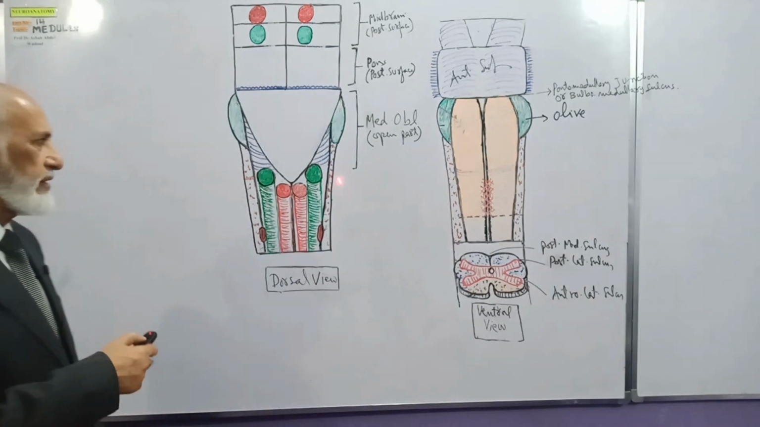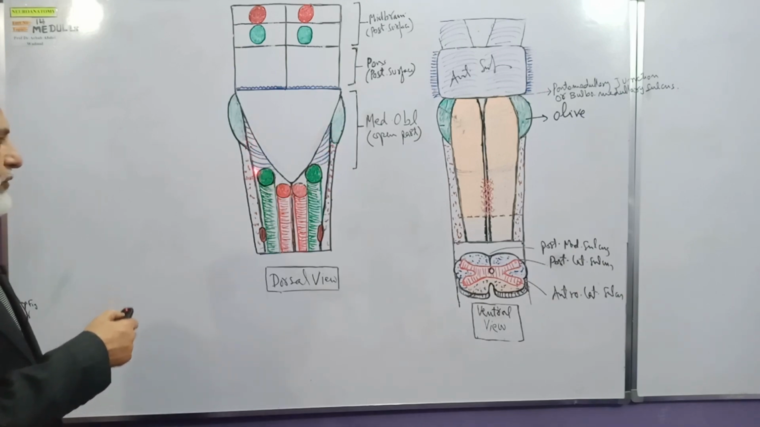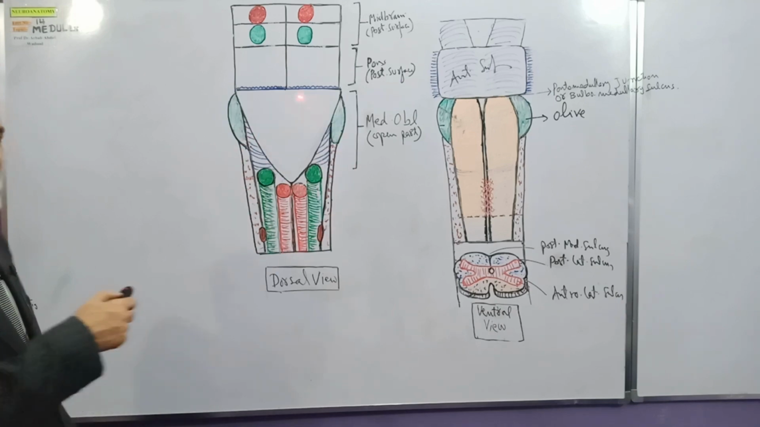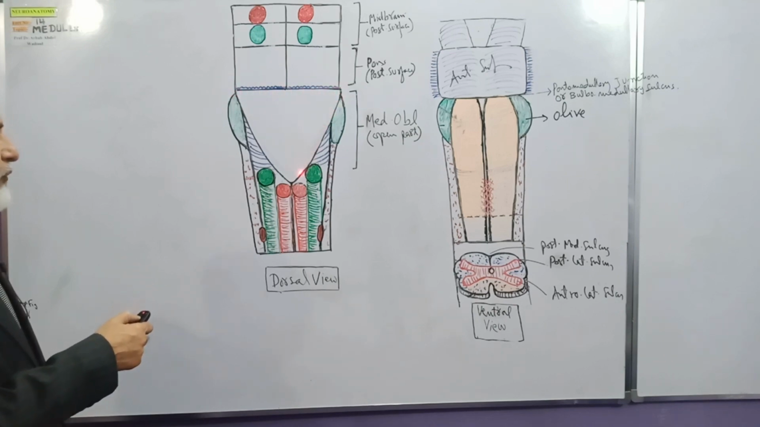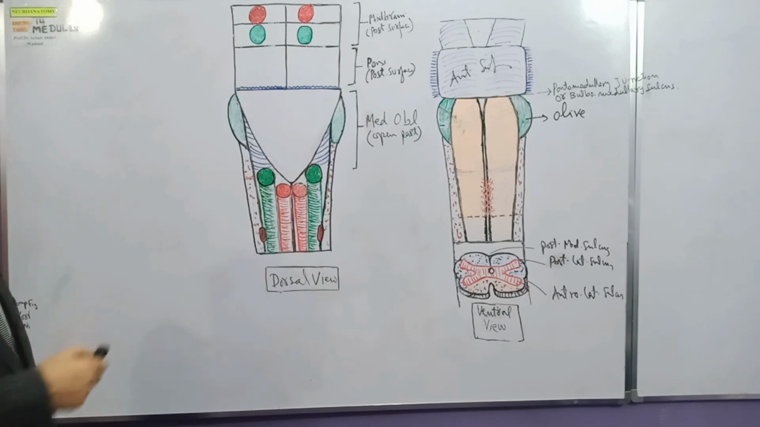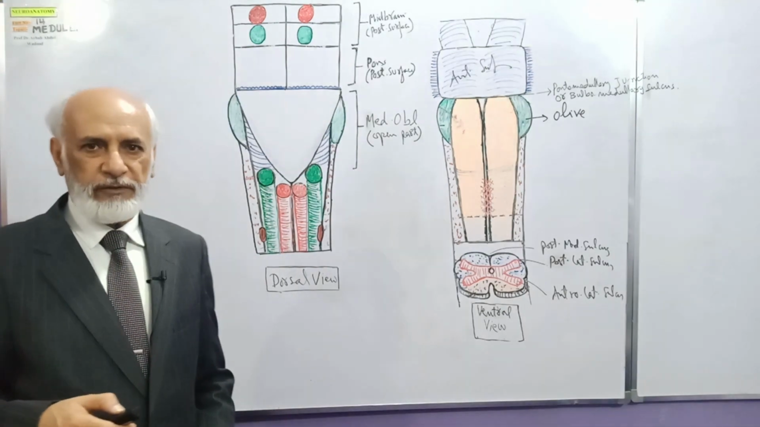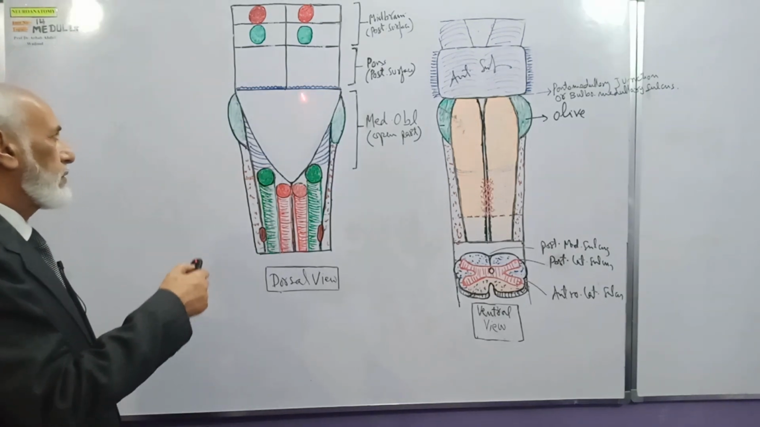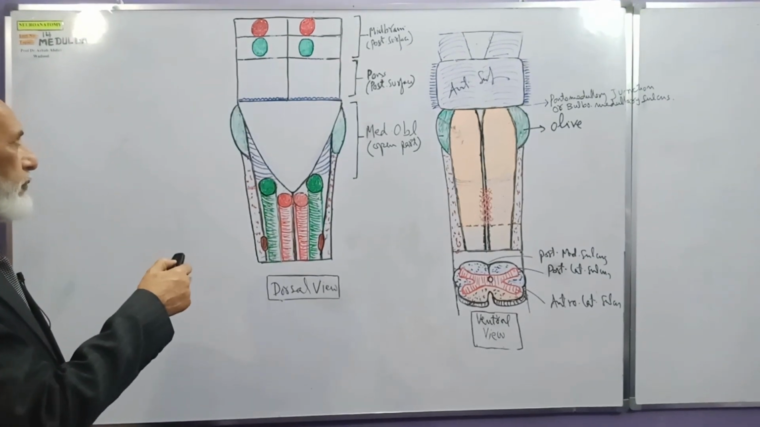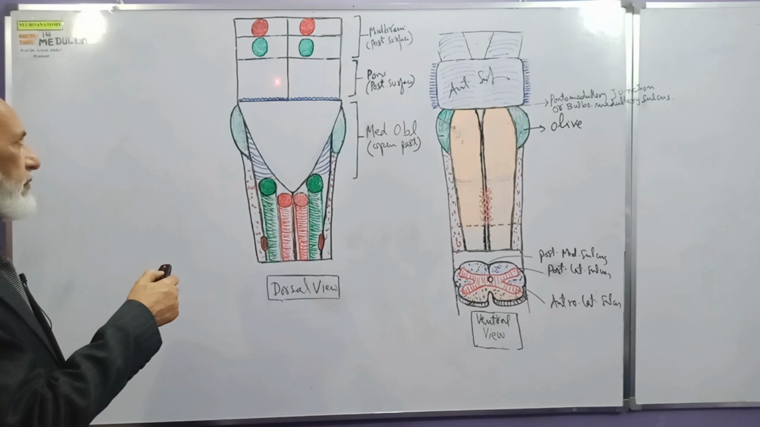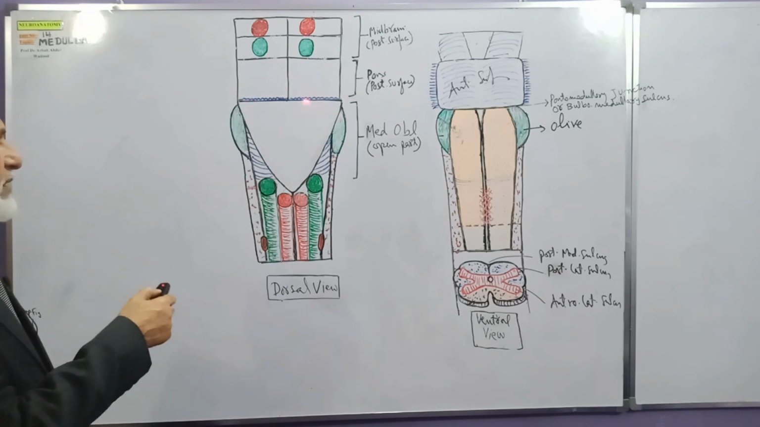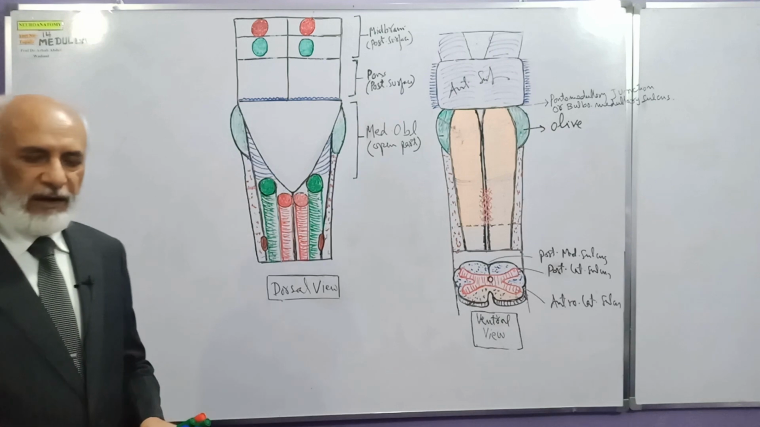Then we discussed the external features of the closed part of the medulla oblongata, the dorsal view of the closed part of the medulla oblongata. Now, the external features of the open part of the medulla oblongata, dorsal view, is the topic of today's lecture. Now, to compare with the features of the posterior surface of the midbrain, pons, then posterior surface of the open part of the medulla oblongata.